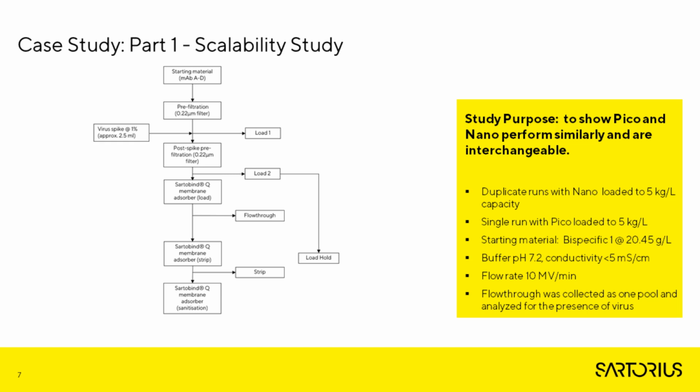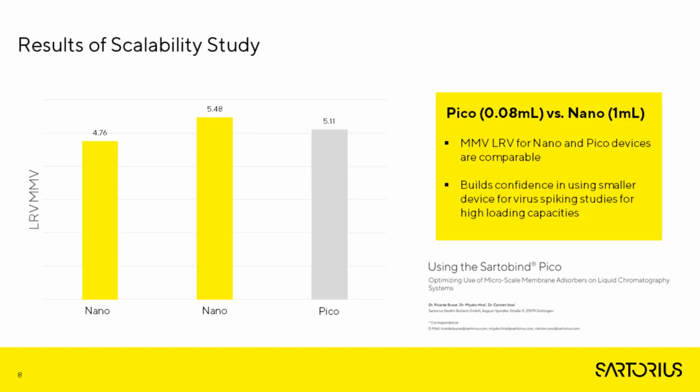Our starting material was a material called bispecific 1, and it had a protein concentration of 20.45 grams per liter. Our buffer pH was 7.2, conductivity less than 5. Our flow rate was 10 membrane volumes per minute, and the flow through was collected as one pool, and it was analyzed for the presence of virus.